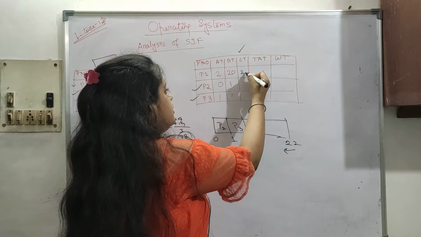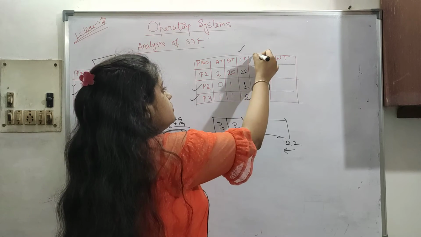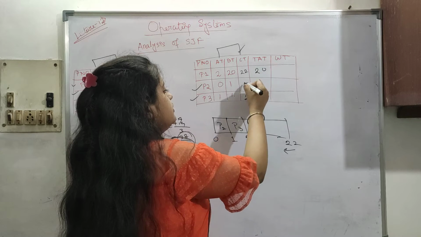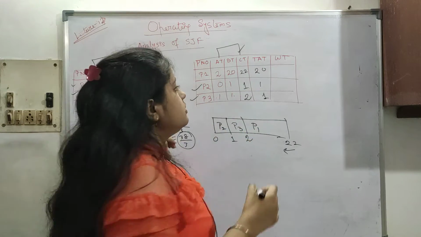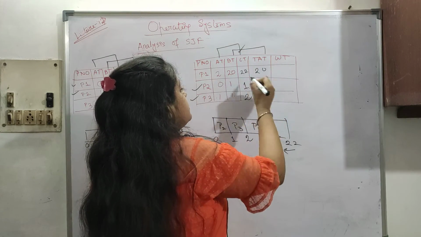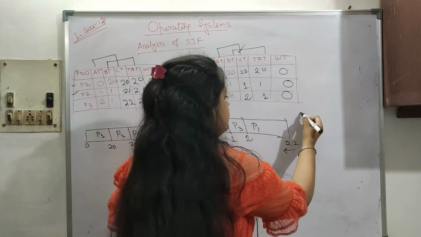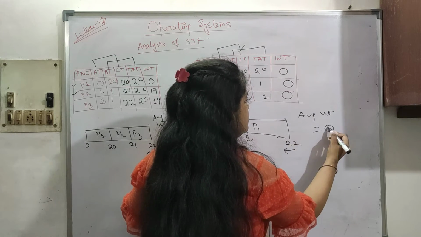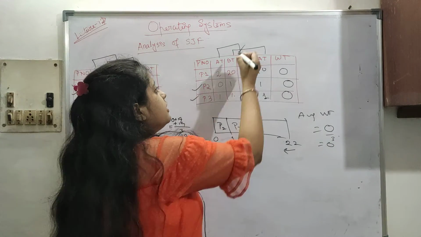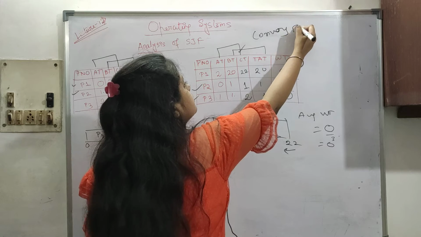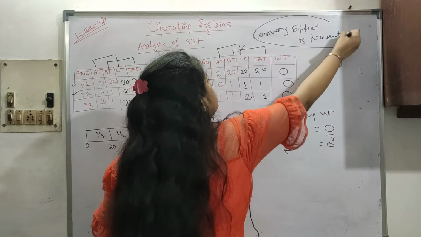Now let's see the completion time. P1 is completing at 22, P3 is completing at 2, and P2 is completing at 1. TAT means CT minus AT: 22 minus 2 is 20, 1 minus 0 is 1, 2 minus 1 is 1. Okay, so this is our TAT. Now let's see waiting time. Waiting time means TAT minus BT, so this is 0, this is 0, this is 0. So the average waiting time is 0 by 3, which is 0. So there is convoy effect. Let me write it down: convoy effect is present. Okay, in SJF it is also present.